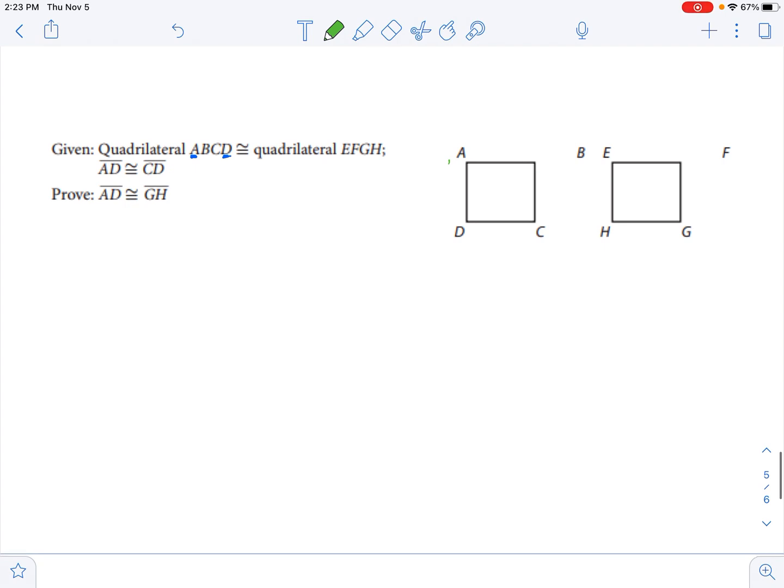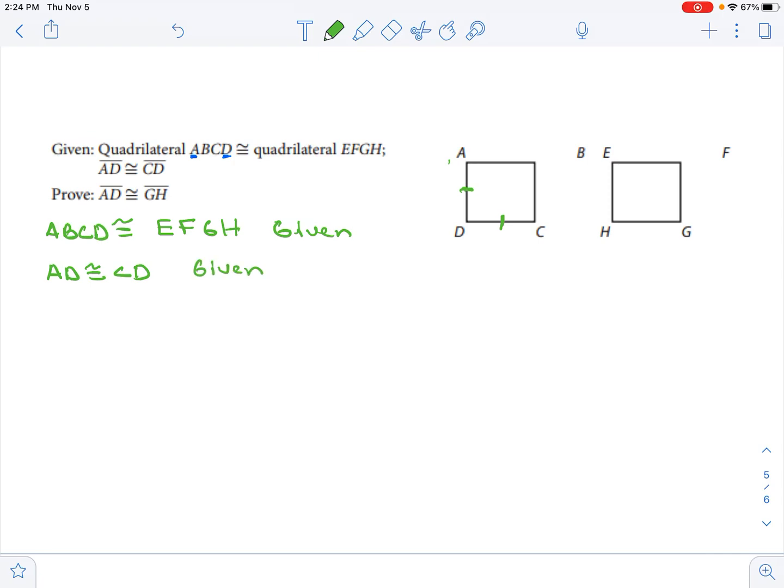Last one. Again, a couple things I always like to show. It says the whole thing's congruent, so that means all the corresponding parts are congruent. It also says that AD is equal to BC. So we're going to go through and say, okay, not a triangle, but quadrilateral ABCD is congruent to quadrilateral EFGH because it's given to us. I also know that AD is congruent to CD because it's given to us.